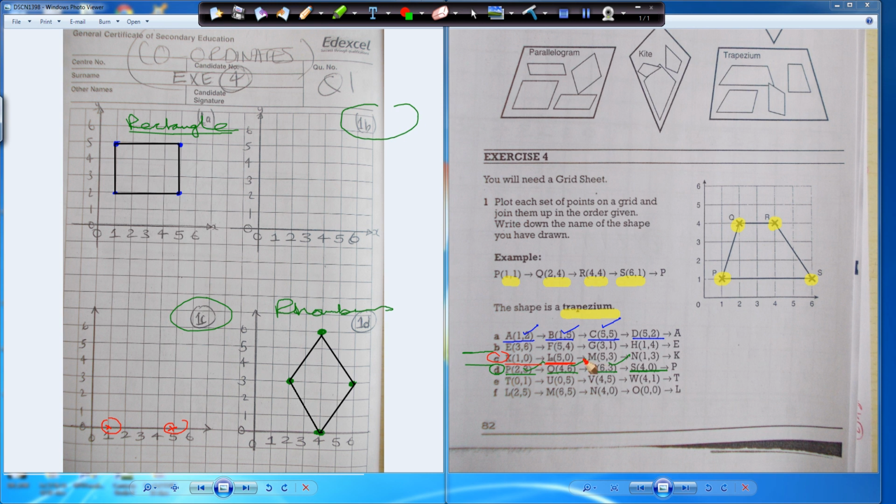The next point. Are you okay? You don't know? Okay, just check that it was okay in hers. The next point is 5, 3. Qasim, watch this. Look. Across by 5 and up by 3.